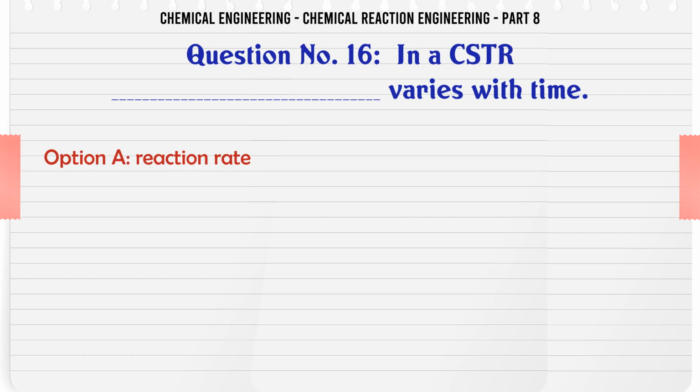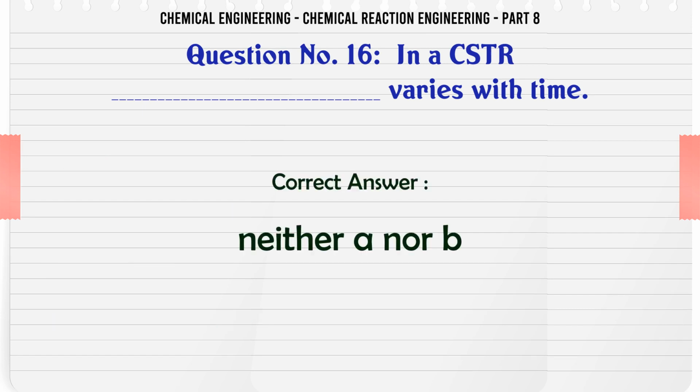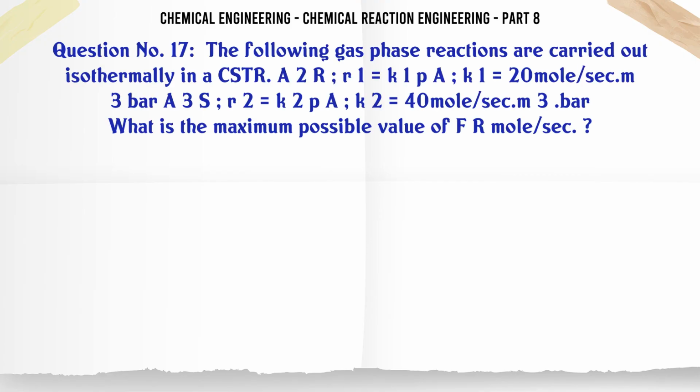In a CSTR, which varies with time? A. Reaction rate. B. Concentration. C. Both A and B. D. Neither A nor B. The correct answer is neither A nor B. The following gas phase reactions are carried out isothermally in a CSTR.